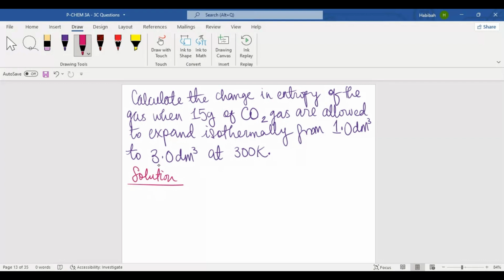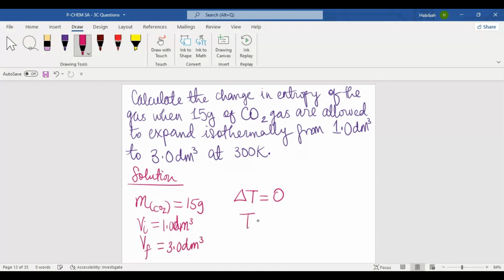So the first thing you have to do is to write out the parameters. We're told the mass of CO2 gas is 15 grams. We're also told that this is an isothermal expansion, so the change in temperature is zero, or the temperature is constant throughout the entire process. And we have an expansion, so the V initial is 1.0 dm cubed, the V final is 3.0 dm cubed, and the temperature is 300 kelvins.